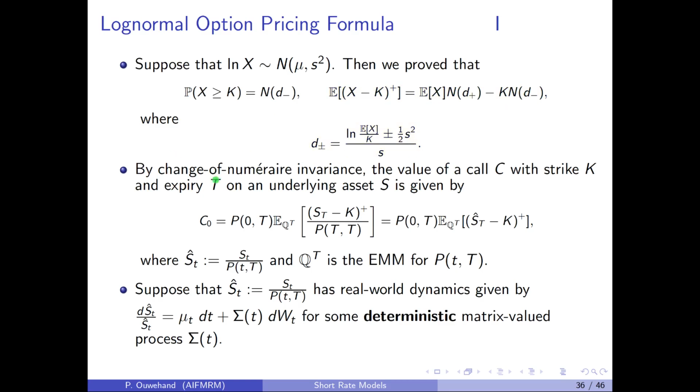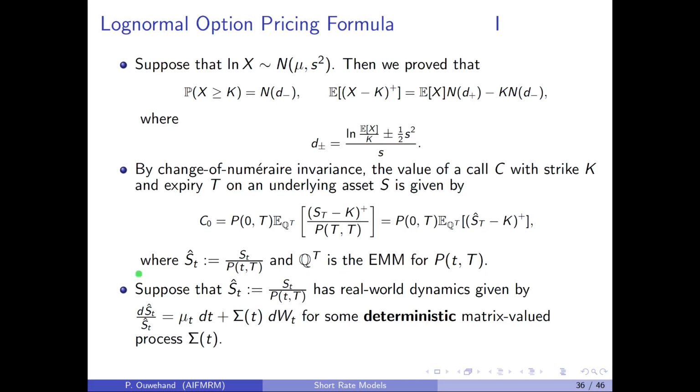Now, by change of numeraire invariance, the value of a call C with strike K and expiry capital T on an underlying asset S is given by the following. And as the denominator here is equal to 1, we can rephrase this as follows, where S hat is simply the value of the asset S divided by the numeraire, which is the capital T bond, i.e. S hat is defined as follows, and Q_T is the equivalent martingale measure for the T-bond.